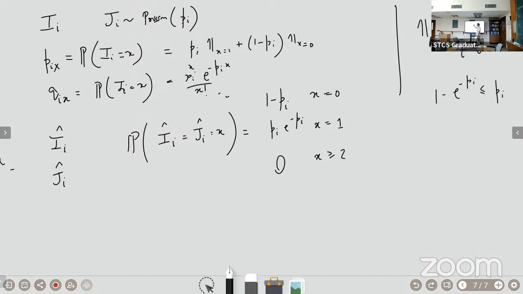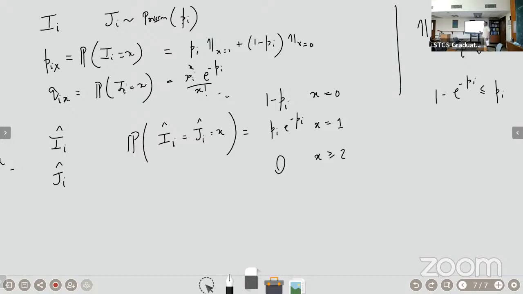What should I do with the x here? X is not there. We use this. So 1 minus p_i is less than or equal to e to the minus p_i. Okay. All right. Now can somebody finish the argument?